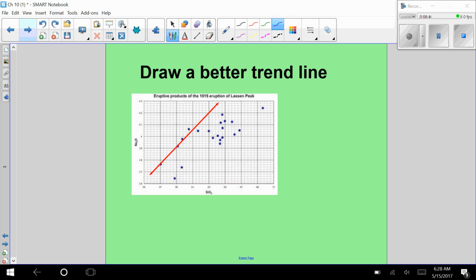You will also have to draw a better trend line. Remember, we want to have about the same number of points above and below the trend line, and we want it to follow the general association pattern. So my better trend line is going to go right about there. It's definitely better than the red one. There we go.